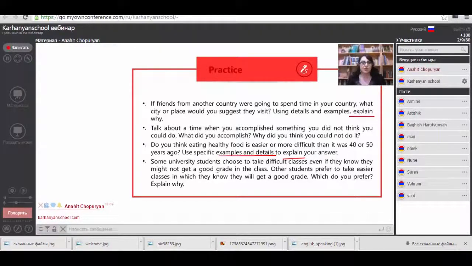Some university students choose to take difficult classes even if they know they might not get a good grade in the class. Other students prefer to take easier classes in which they know they will get a good grade. Which do you prefer? And you must explain why. So this was not about free choice, this was about paired choice response.